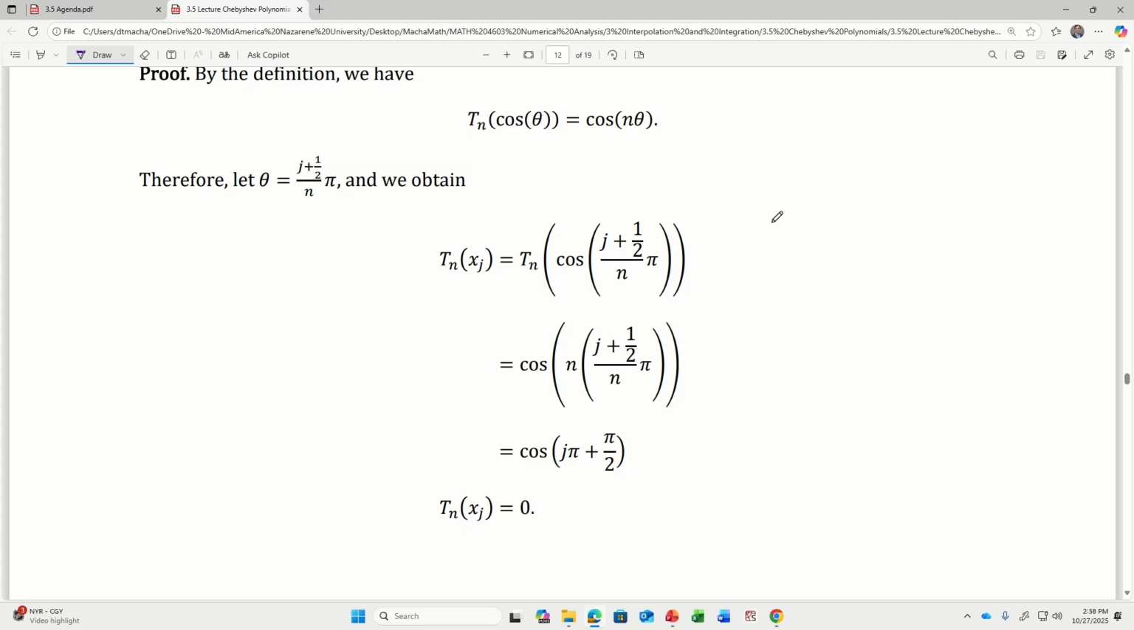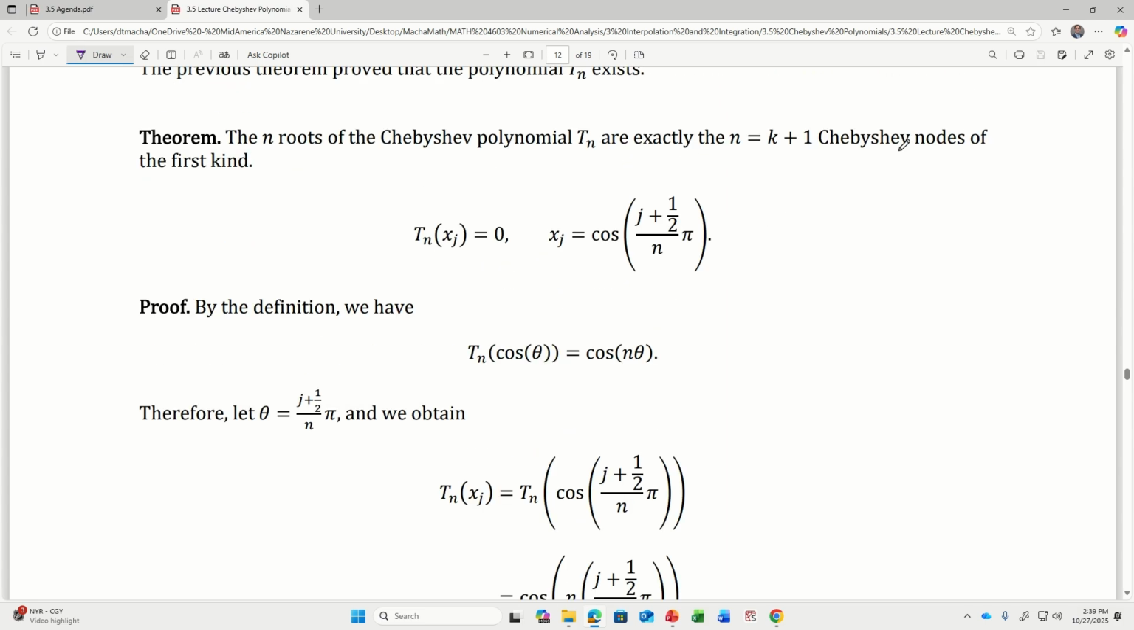But since I have Tn of cosine of theta, in this case Tn of cosine of this whole thing, I can replace that with cosine of n times theta, so I get cosine of n times this whole thing. The n's cancel, don't they? And then I get cosine of an integer, 0, 1, 2, 3, 4, 5, 6, 7, 8, whatever, an integer times pi plus pi over 2, and cosine is 0 at every integer multiple of pi plus pi over 2, isn't it? So those are the zeros of my Chebyshev polynomial. They happen at the Chebyshev nodes of the first kind.